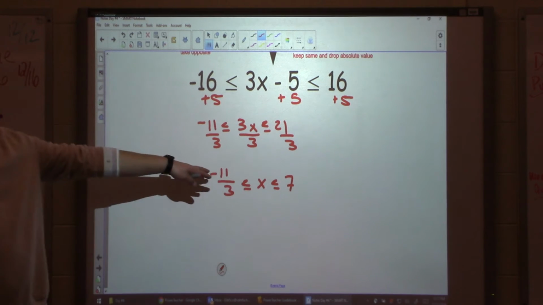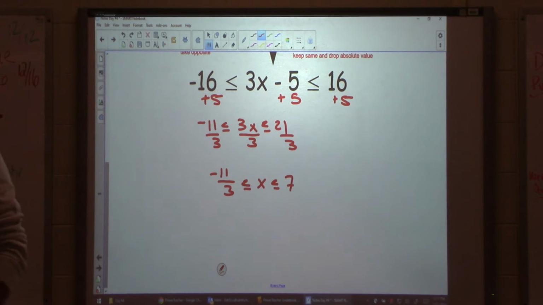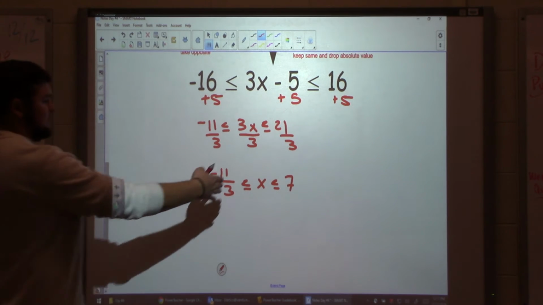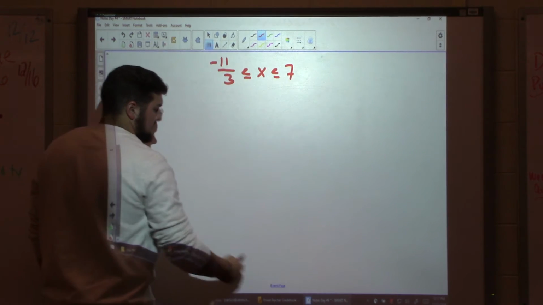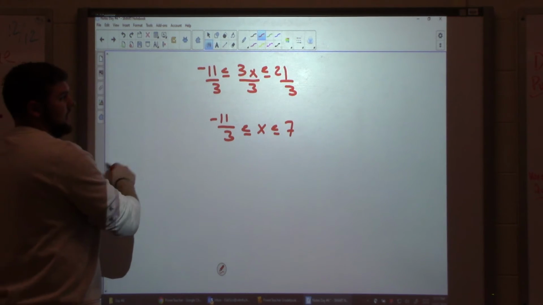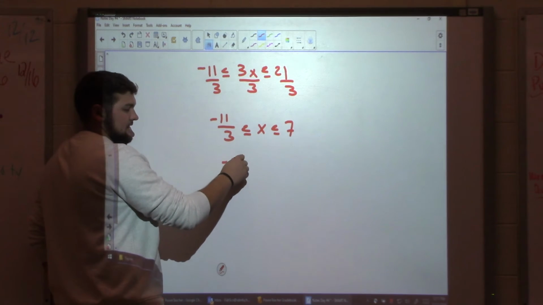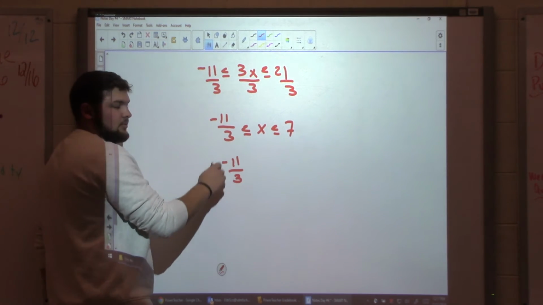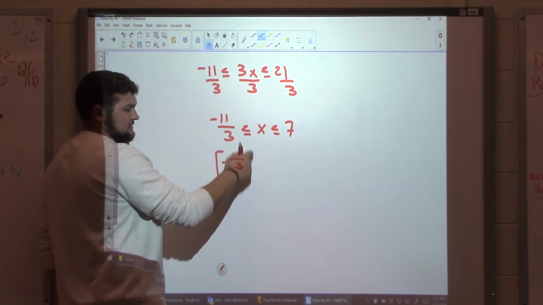When I'm here, should I leave my answer like that? No, we just talked about that. We're going to write it in interval notation. I know x has to be between negative 11 thirds and 7. What's the smallest value that x could be to satisfy this? Negative 11 thirds. Is it a bracket or parenthesis? Bracket, because it's or equal to.